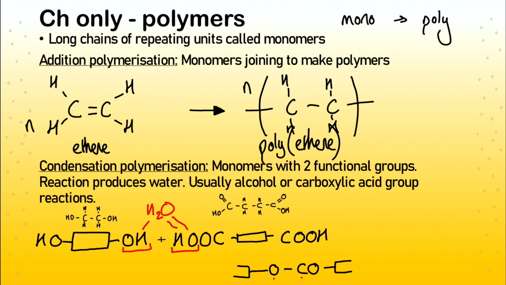But because these molecules have 2 functional groups, they have the alcohol group at either end, or the carboxylic acid group at either end, they can then make a many-chained molecule. So this box would then be bonded to another alcohol, which would then go on forevermore. And these are really good examples of most biological molecules. So for example, glucose will turn into glycogen or into starch, and that's a condensation polymer.